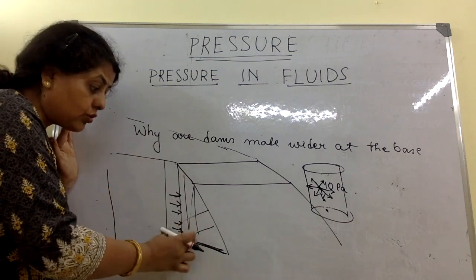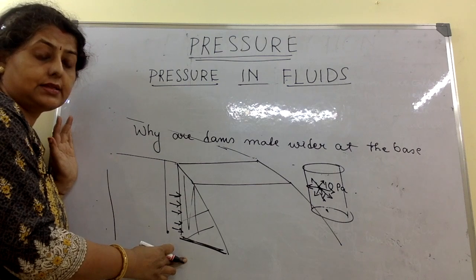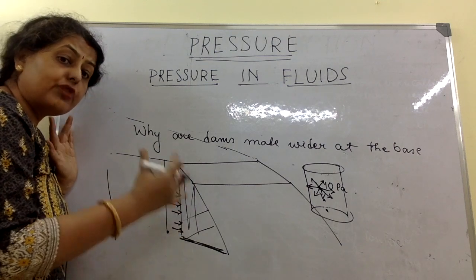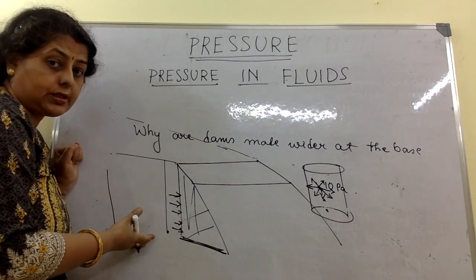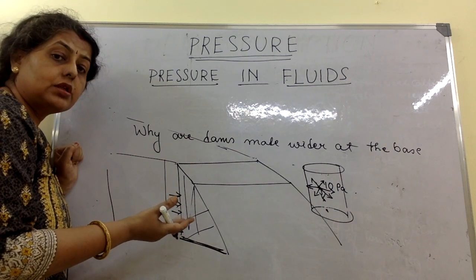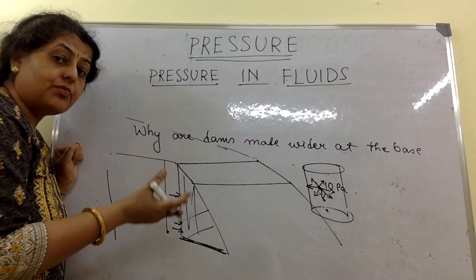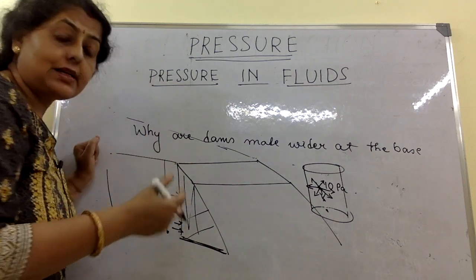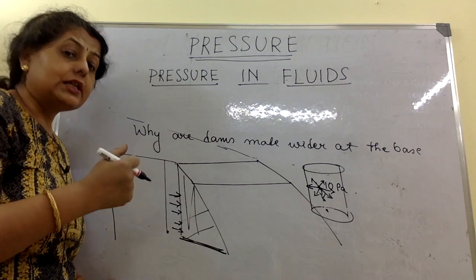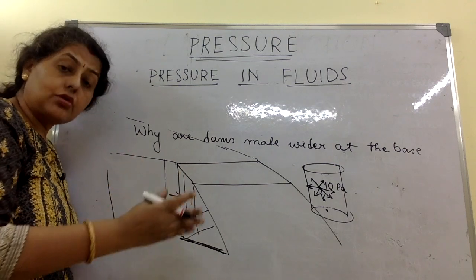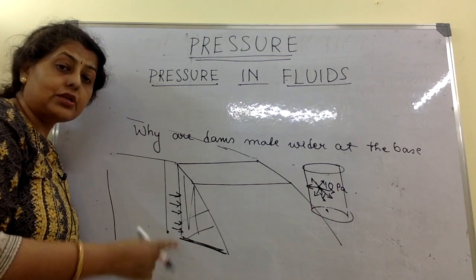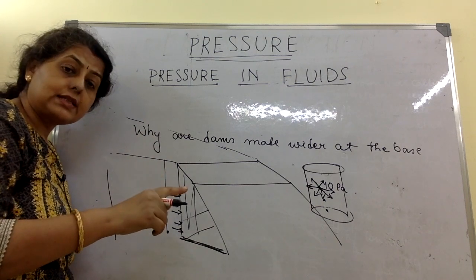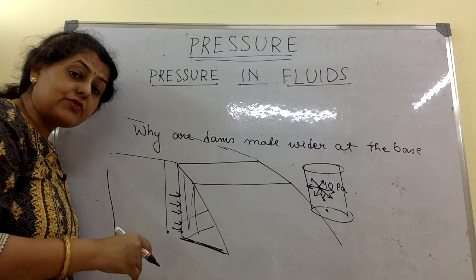So the lower we go, the wider it is made. That is the design, to withstand the pressure of so much water here. So this is the meaning of why dams are made wider at the base. What will you write in the answer? You'll have to write that pressure acts on all sides at a point and pressure increases with depth.